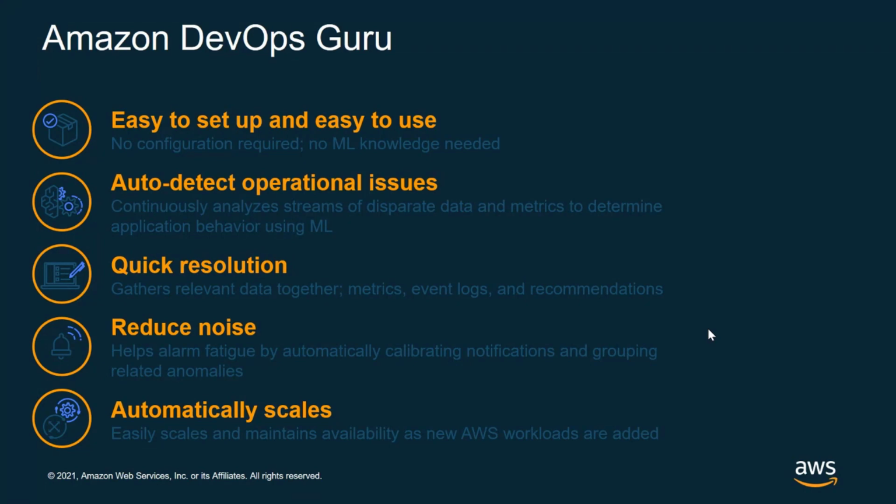The system will auto-detect operational issues. So that means on your behalf, it's continually analyzing all of the different data that's available to it, going through and spotting anomalies and collecting that together. So the auto detection is a key value of the DevOps Guru service.